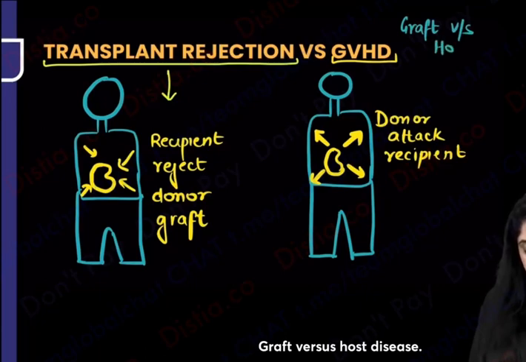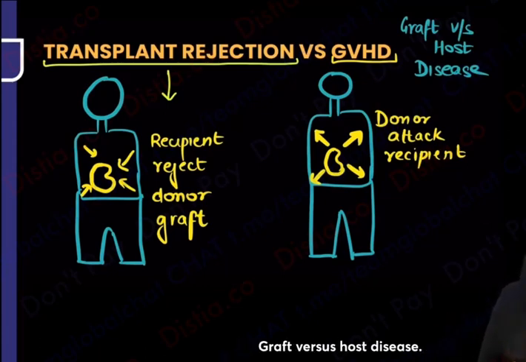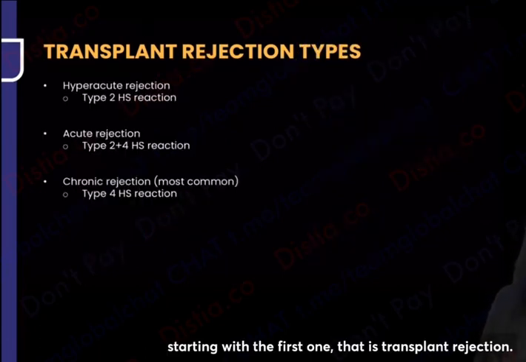Graft versus host disease. It's a toxic relationship. A war has started. Graft versus host disease. This was very basic. Let me get into a little more detail. Let us start one by one, starting with the first one, that is transplant rejection.